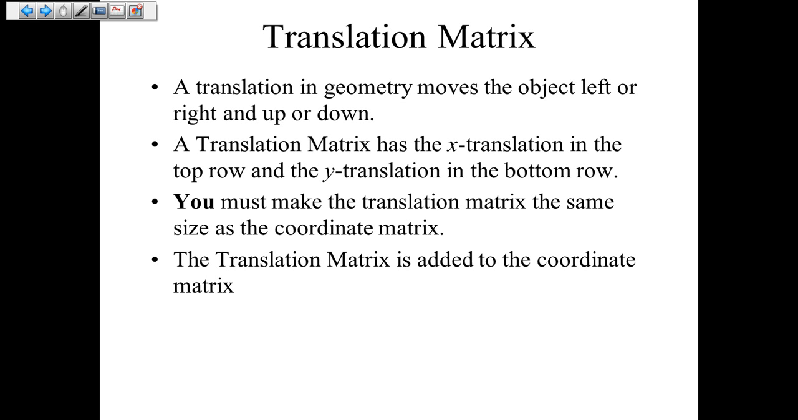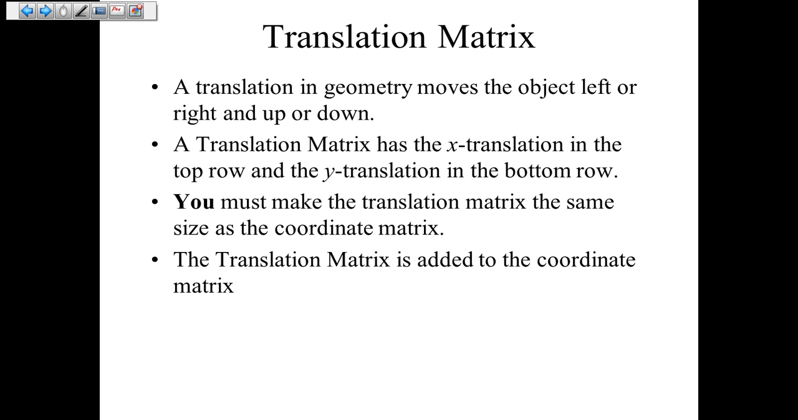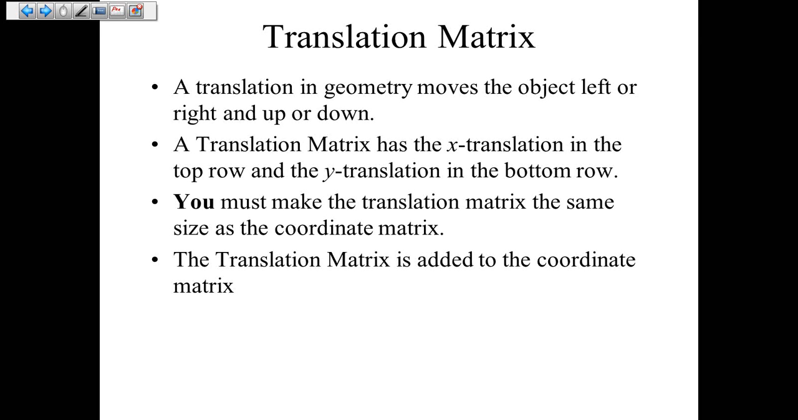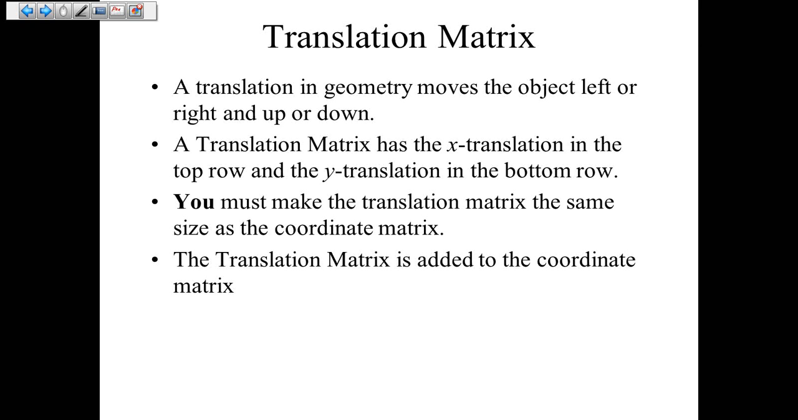You are going to have to make the translation matrix for your homework, and you have to make sure that you make it the same size as the coordinate matrix. So if we have a coordinate matrix for a triangle, it's a 2 by 3 matrix. Your translation matrix is also going to be a 2 by 3 matrix. If we're talking about translating a square, the coordinate matrix is 2 by 4, so you have to make the translation matrix 2 by 4 as well. Whenever we use a translation matrix, to move it left or right, up or down, we simply add it to the coordinate matrix.